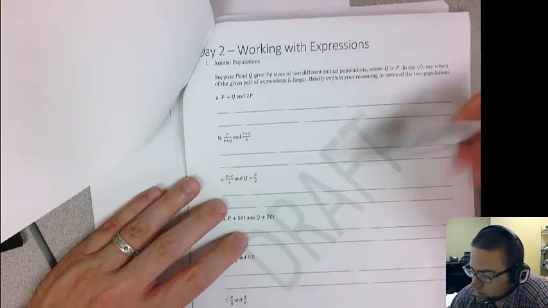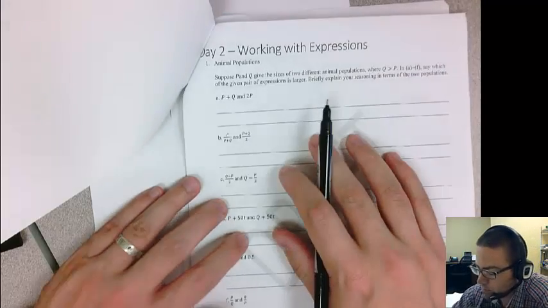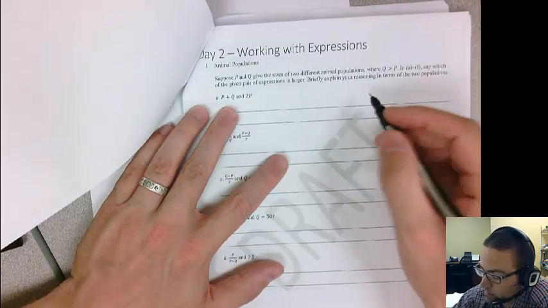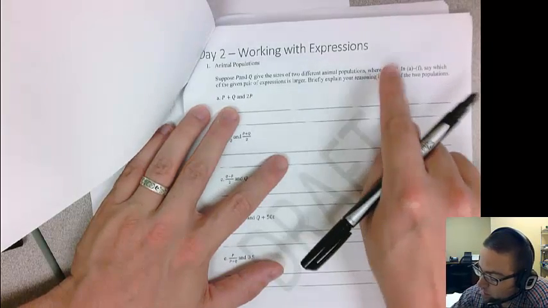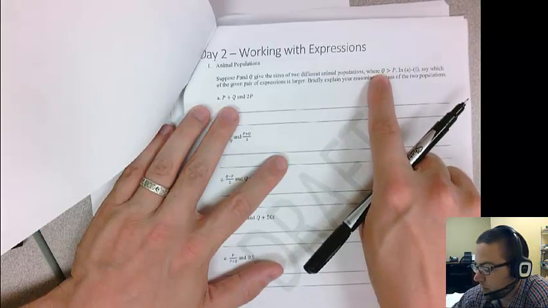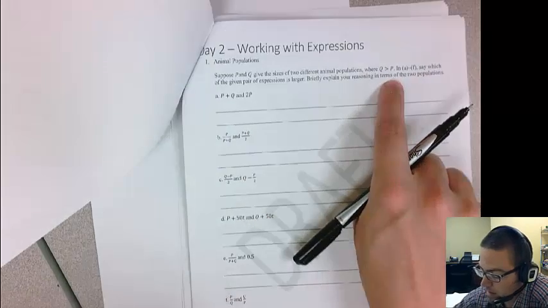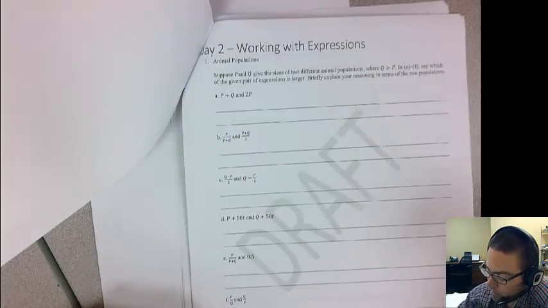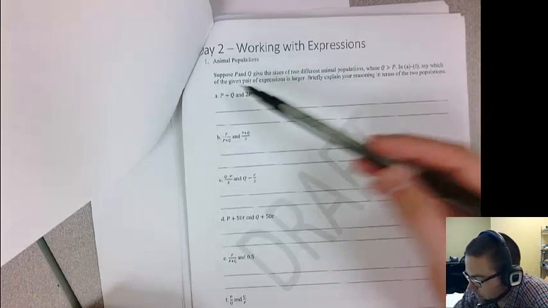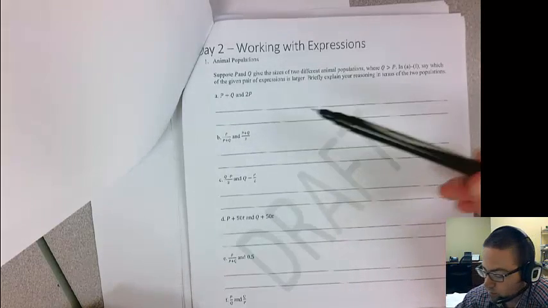Just starting out here, we look at these two animal populations. P and Q are giving the sizes of these two different animal populations, and Q is a greater or larger population than P. So in these A through F, given the pair of expressions, which is larger?